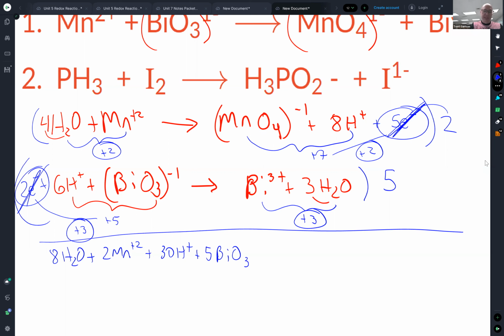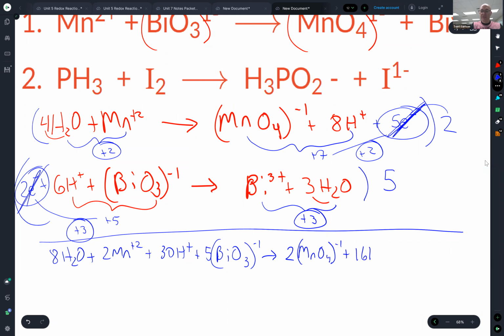Bismuthate. I don't know what the name of that polyatomic ion would be. And then on the products for the first half reaction, I would have 2 of the permanganates and I would have 16 of the hydrogens. On the second half reaction, I would have 5 bismuth ions, and I would have 15 waters.